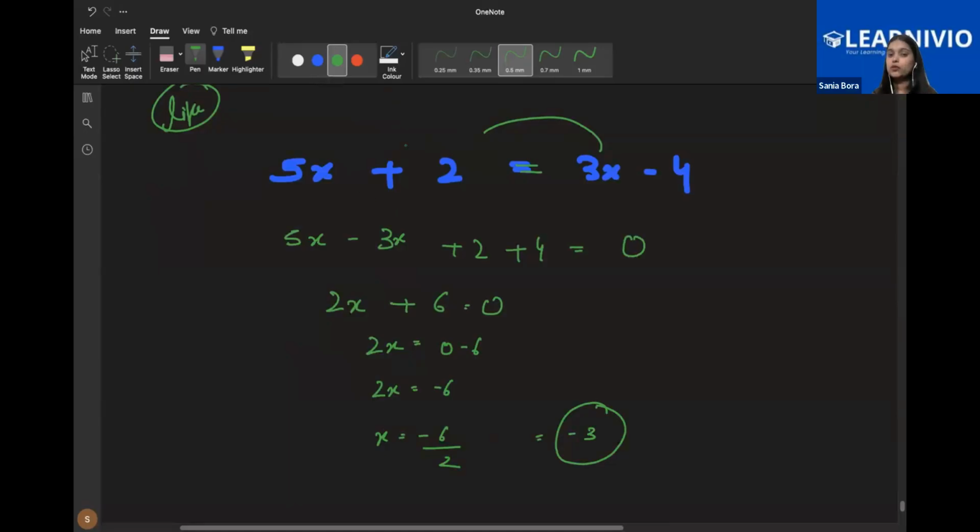So this is how we solve it. The equation would be given. You have to bring all the like terms together and after that you have to find the value of the variable. Okay? Okay, ma'am. So you'll write this in a notebook and then I'll give you the question to solve.